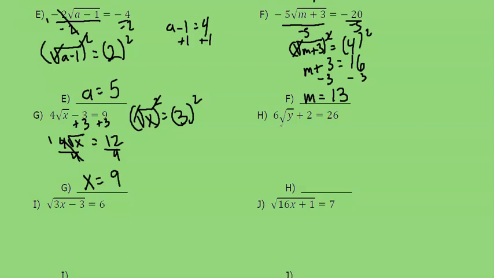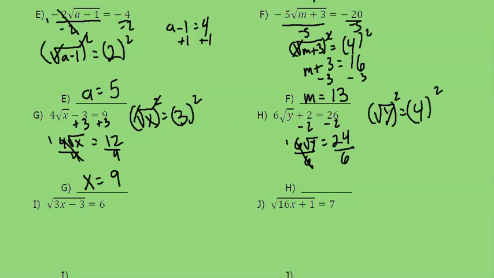H. 6 times the square root of y plus 2 equals 26. Subtract 2 from each side. We have 6 square root y equals 24. Divide each side by 6. You have the square root of y equals 4. To get rid of the square root, exponentiate each side by 2. Y equals 16. That's your solution.